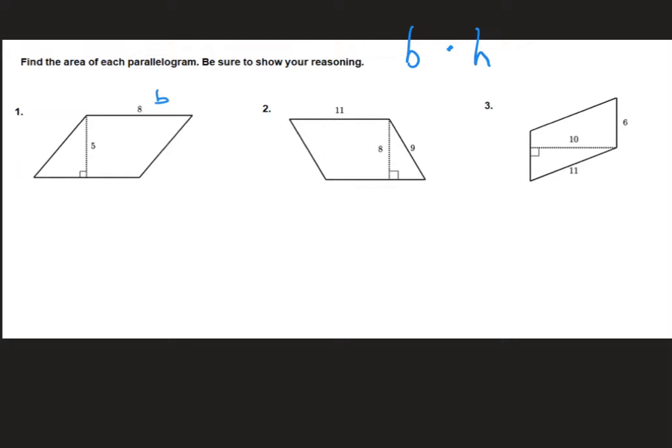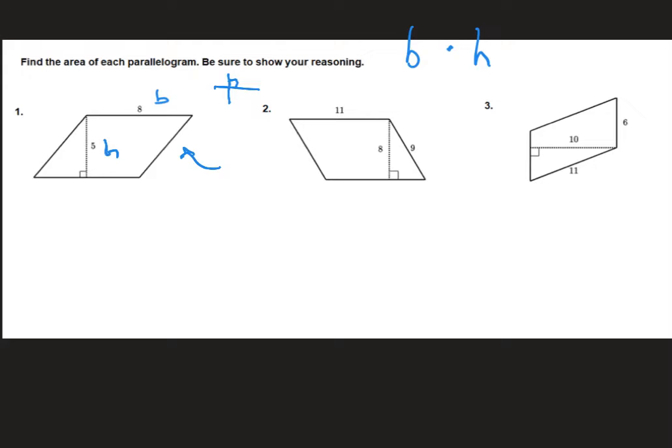Now remember, perpendicular is as two lines cross, and they have to cross making a 90-degree angle. Remember the little box there in the corner means that it's 90 degrees. So I'm looking for a line that is perpendicular to the base, and we have one that is labeled as 5. So that is the height. We are not going to choose this slanted line that's right here because it is not perpendicular.